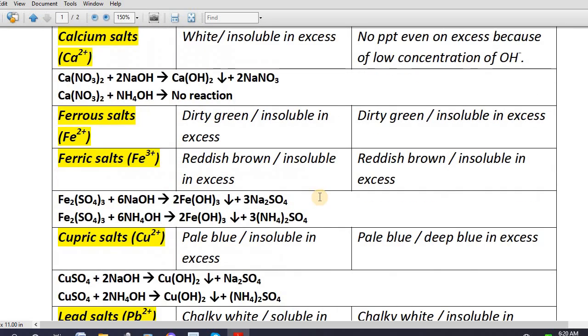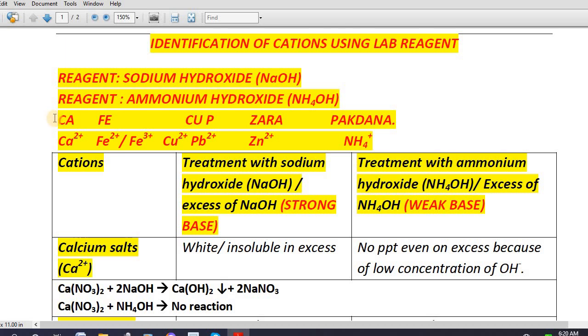I would like to summarize one more point here. So here we have discussed this mnemonic, ka fi kab jara pakdana. Ka means calcium. Calcium is giving us a white precipitate. That precipitate will be given only with sodium hydroxide. Ammonium hydroxide is not giving that precipitate. And this calcium hydroxide precipitate is sparingly soluble in excess of sodium hydroxide. Similarly, ferrous will give dirty green, ferric will give reddish brown. And these two salts give the precipitates ferrous hydroxide and ferric hydroxide, and the reactions remain the same with sodium hydroxide and ammonium hydroxide. It won't change even in excess of sodium hydroxide or ammonium hydroxide. Copper 2 plus will give a pale blue precipitate with sodium hydroxide and ammonium hydroxide, but in excess there are little changes there.